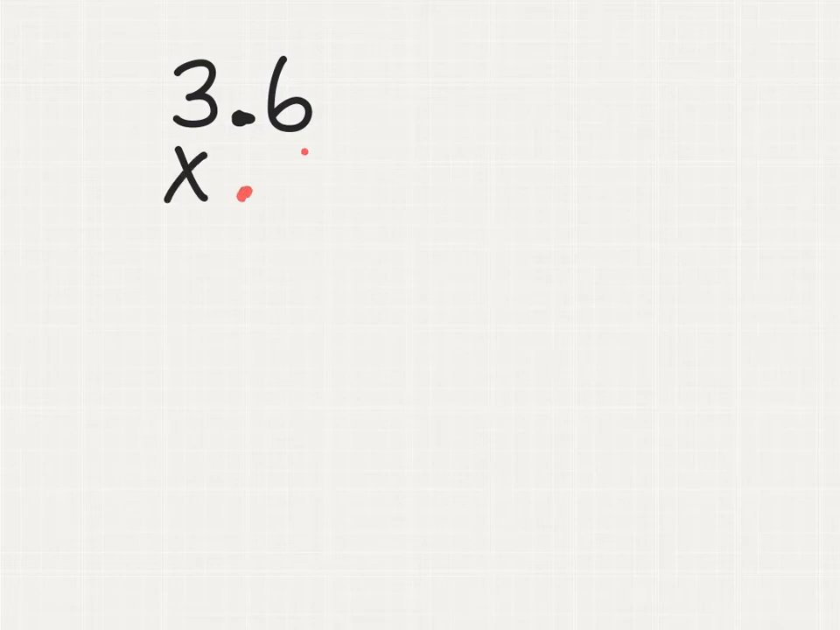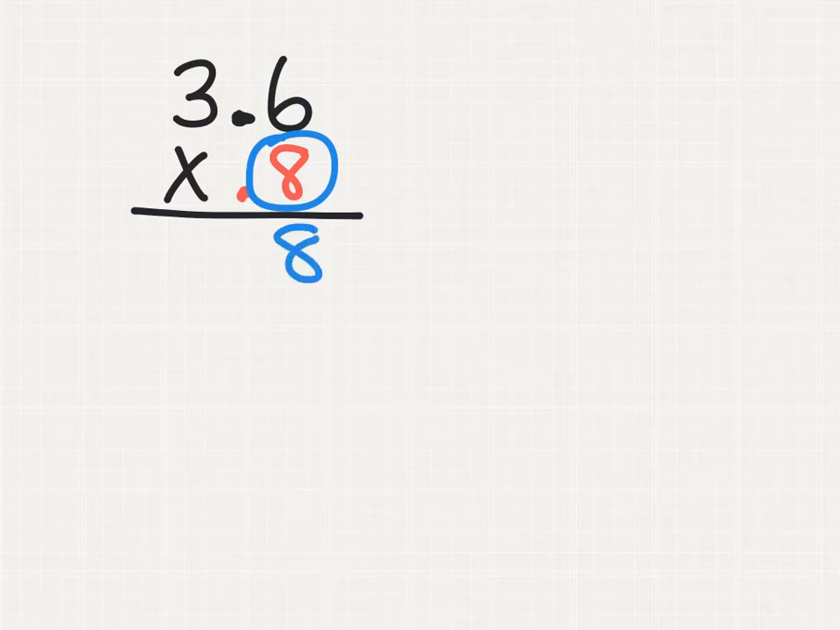So what if we were to work another example? What if I had 3 6/10 times 8/10? So 3.6 times 0.8. Well, I'm going to multiply with the 8. And so 8 times 6 is 48. 8 times 3 is 24, plus the 4 is 28. My product is 288. But first, I need to go back and take a look at how many digits are to the right of the decimal in each of my factors.